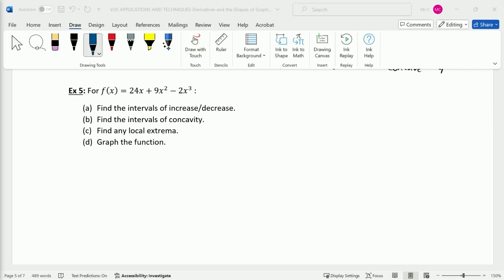All right, let's take a look at this example. Here we've got f of x equals 24x plus 9x squared minus 2x cubed. And we want to find the intervals of increase and decrease, the intervals of concavity, any local extrema, and then graph the function. In order to find the intervals of increase and decrease and the local extrema, we'll have to start by finding the first derivative. So let's go ahead and do that.